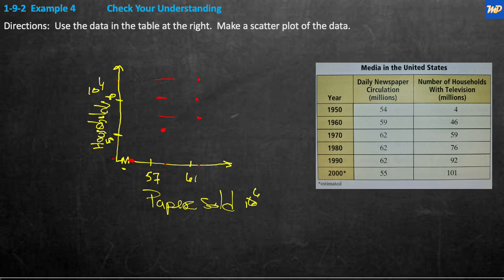And then finally, the last one was newspapers in circulation, 55. We're way back down here, but we're at 101. So let's say we're way up here. So the last dot's way up there. So that's plotting those dots out. It's not really a very good scatter plot here. There's not much correlation going on, but that's a scatter plot for that data.